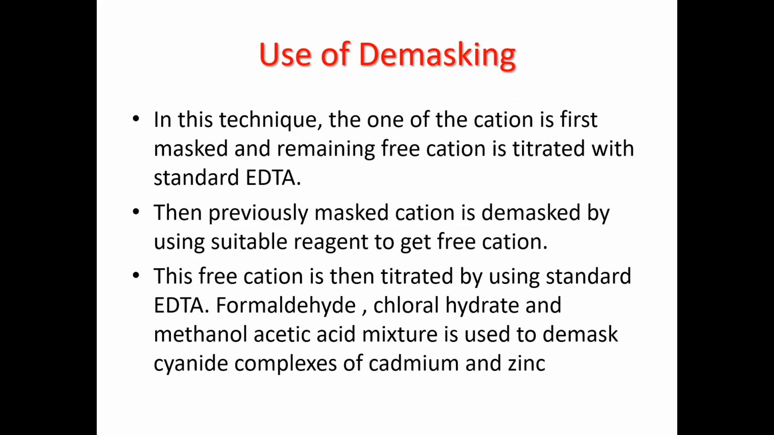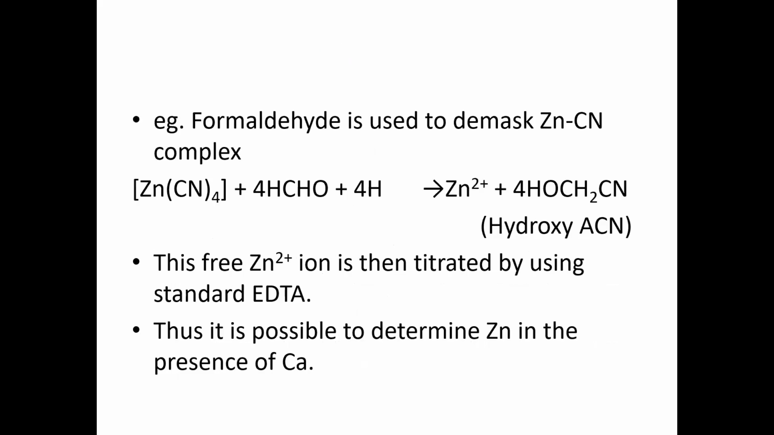Now the free cation is demasked, titrated using standard EDTA. So, in the determination of cadmium or zinc, when you initially form a complex of cadmium cyanide, you can use formaldehyde, chloral hydrate, or methanol acetic acid to demask cyanide complexes of zinc and cadmium. So here you can see formaldehyde.